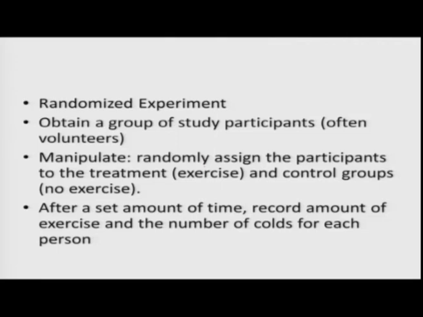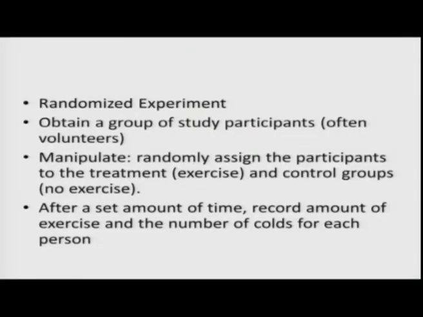Next is called randomized experiment. What happens here is you have a group of participants, often volunteers, and then you manipulate one of the variables. What we call here is control group and experimental group. So, you again have two groups. With one group you manipulate, with another group you do not. After a set amount of time you record data and then you compare.